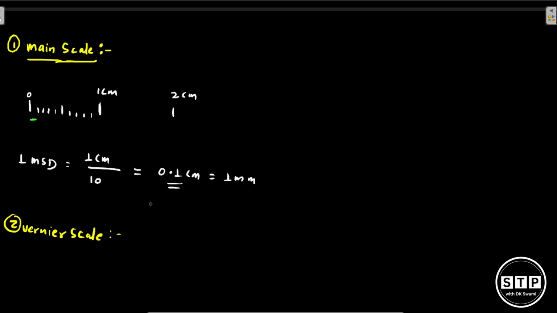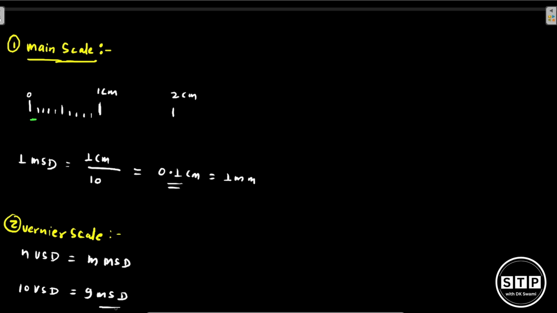So let's assume that in some vernier caliper n vernier scale divisions are matching with m main scale divisions, right? So n vernier scale divisions are matching with m main scale divisions. In the general case, generally 10 vernier scale divisions will match with 9 main scale divisions.